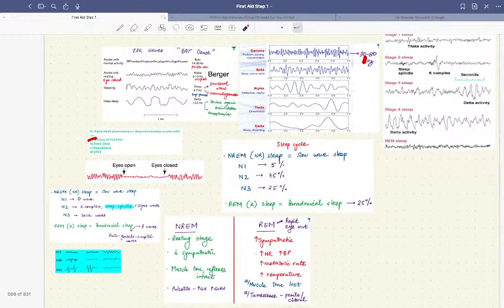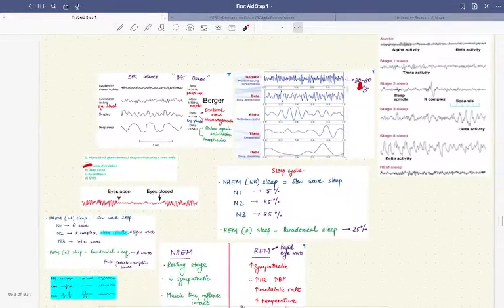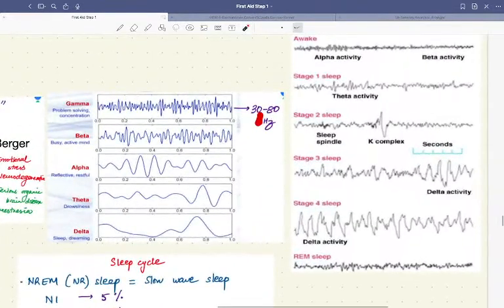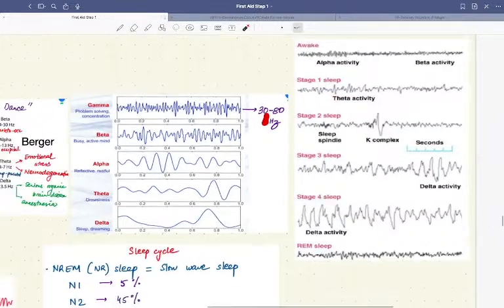In the sleep cycle, N1 is 5%, N2 45%, N3 25%, and REM is going to be 25%. And how does each stage look? Alpha activity, beta, theta. Stage 1 of sleep, obviously theta. Bats can't drink blood, bats can drink blood.